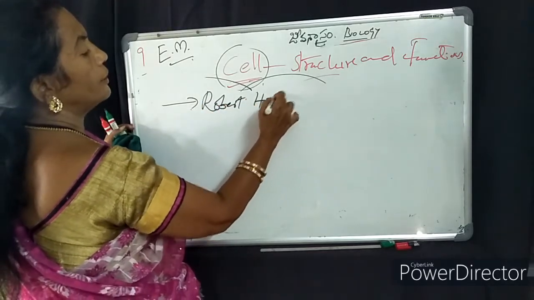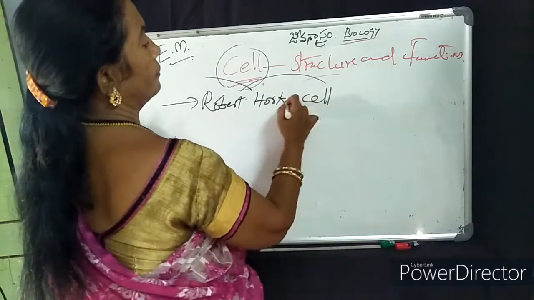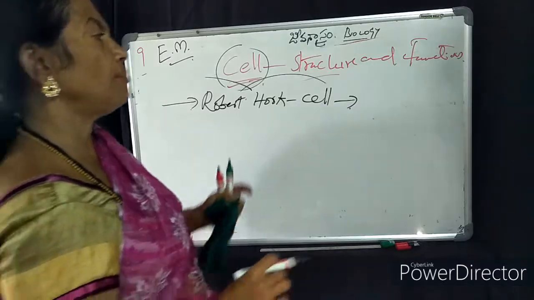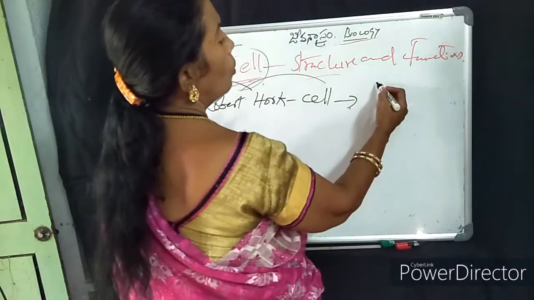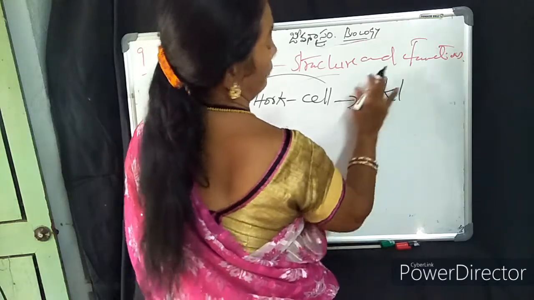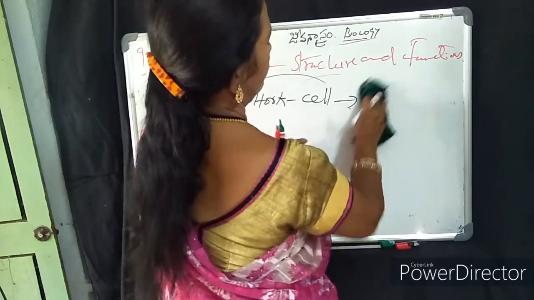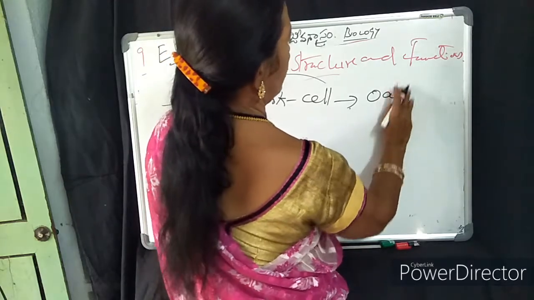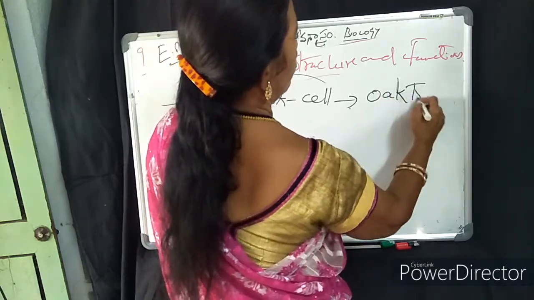Robert Hooke observed cells. That means room-like structures, empty room-like structures in oak tree.